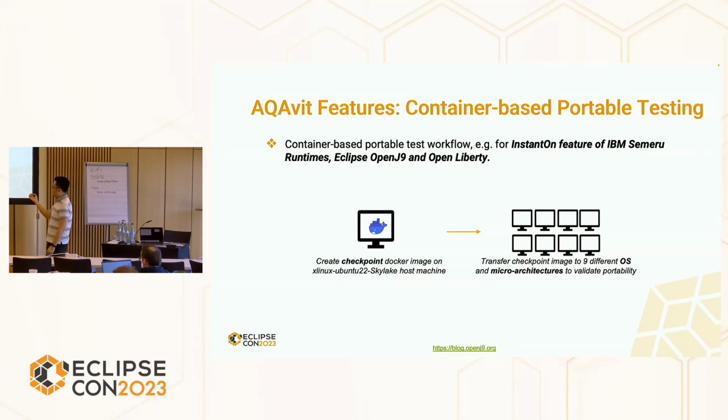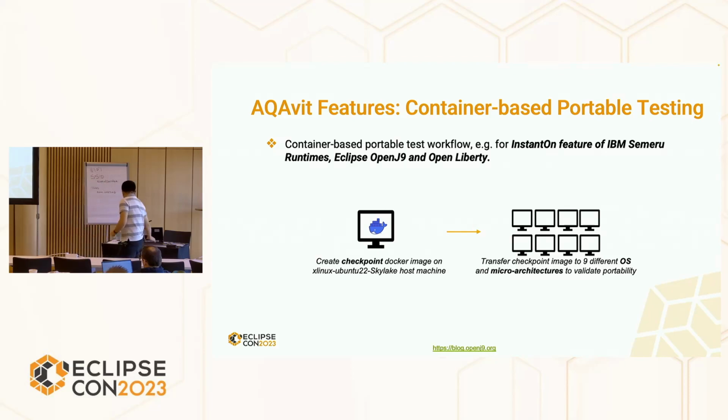So on these host machines, we can run instant-on to create a checkpoint of the Docker image. Actually, we're also using Podman. So we can save the status of the running Java applications and save it in the container image. And then we bring this container image to different OS with different microarchitectures to see if we can just restore the status of the applications so it can keep running on other machines.